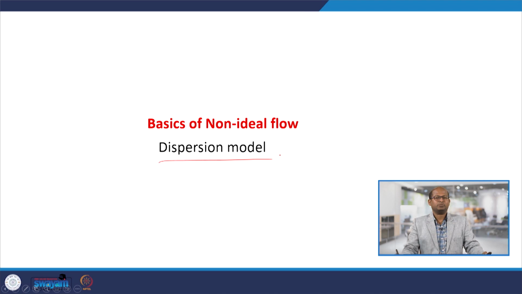Welcome to the course Advanced Reaction Engineering. So, we were discussing non-ideal flow and dispersion models. Today we will discuss dispersion models.